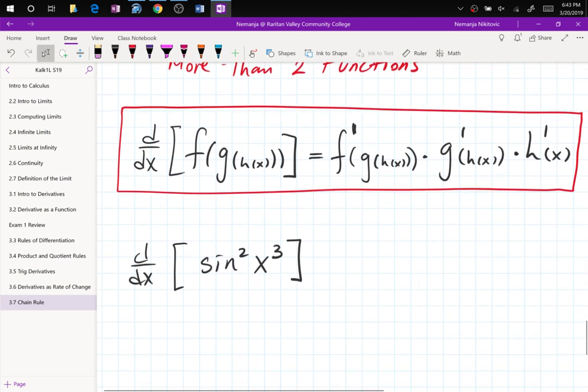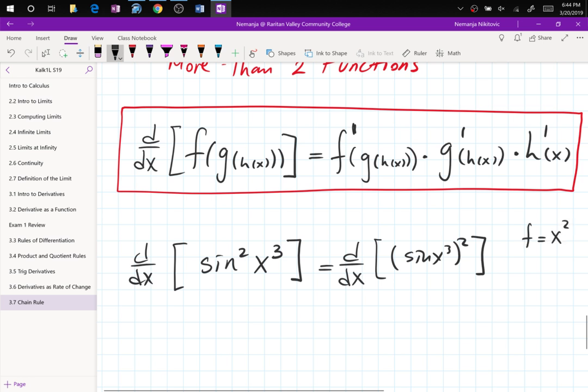So now we need to untangle this and figure out what's f, what's g, what's h. We do see a couple of different functions there. And it would be helpful if you rewrite this using the parentheses, so we have sine of x cubed and then everything squared, because that definitely helps with figuring out what is the most outer function. So what's my f? x squared, very good. What's g, one in? Sine x. And then h, x cubed.